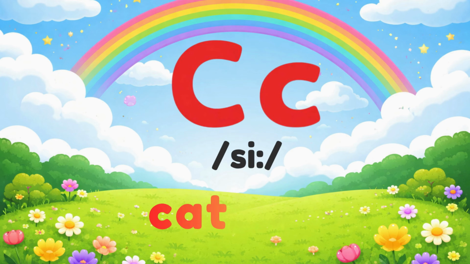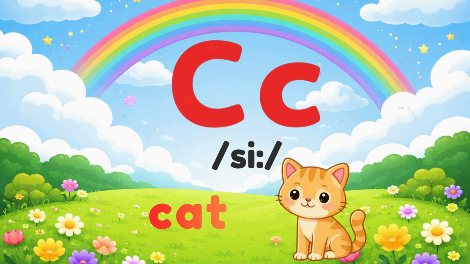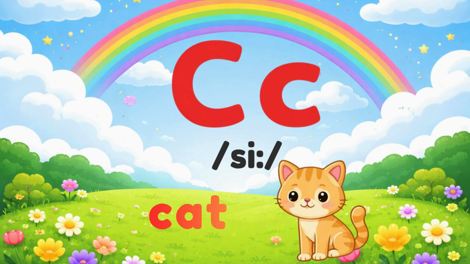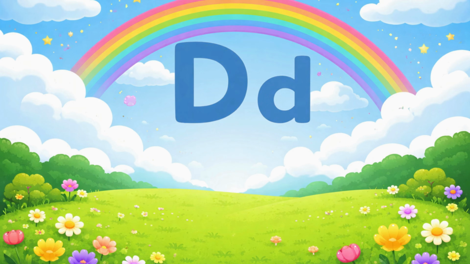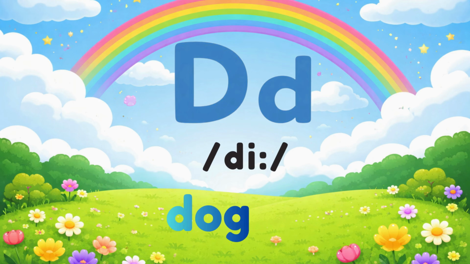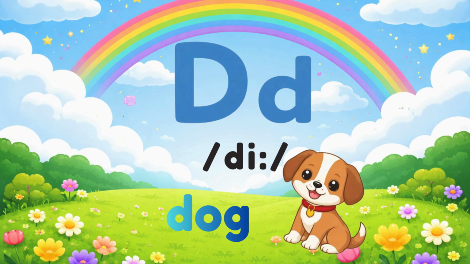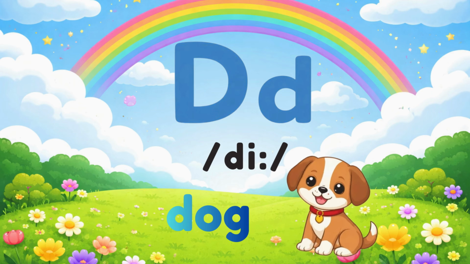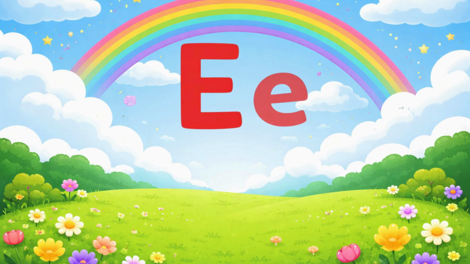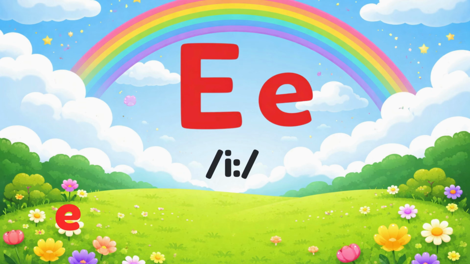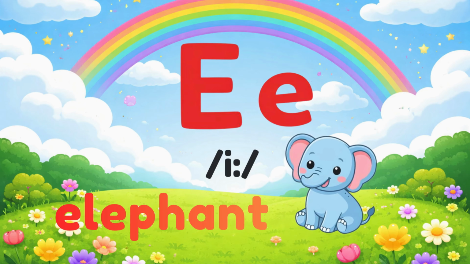C. This is a cat. C is for cat. This is the letter D. D. This is a dog. D is for dog. This is the letter E. E. This is an elephant.